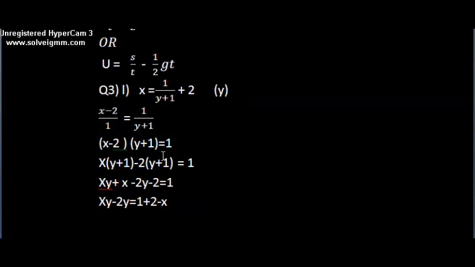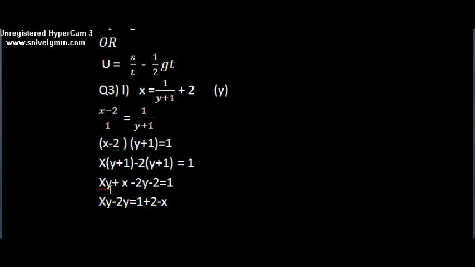So by cross multiplication it will become x minus 2 into y plus 1 equals 1. After expansion, x multiplied by the first factor, x multiplied by this whole factor y plus 1, and then minus 2 multiplied with the whole factor y plus 1 equals 1 as it is. Now after expansion, xy plus x minus 2y minus 2 equals 1. Then combine the y terms on one side and all the extra terms on the other side.